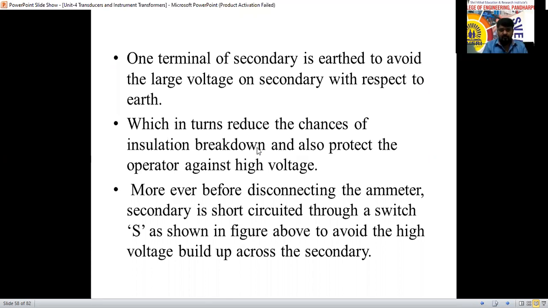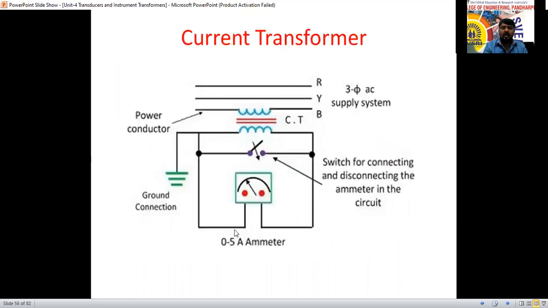Moreover, before disconnecting the ammeter, the secondary is short circuited through a switch, as shown in the figure, to avoid high voltage buildup across the secondary. Otherwise it will build a high voltage there. So we have to close this switch while removing the ammeter. So this is the construction and working of a current transformer.